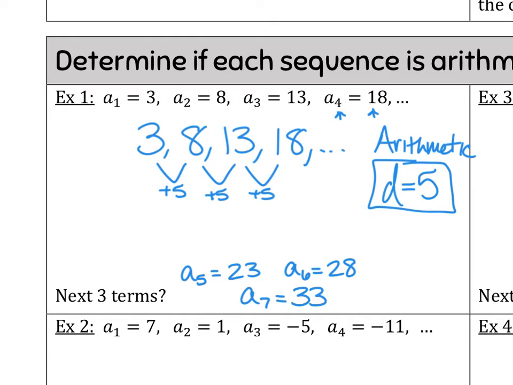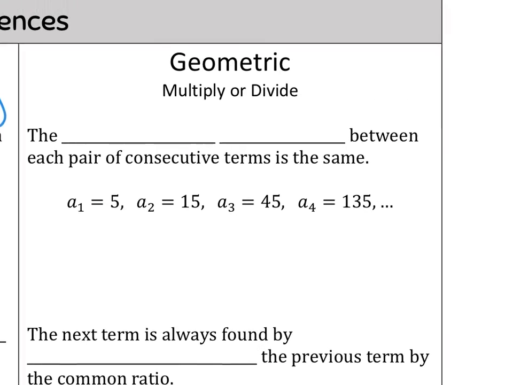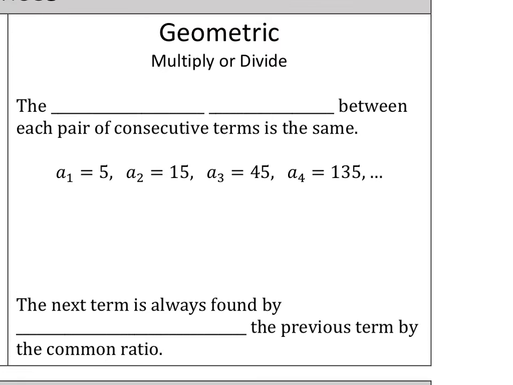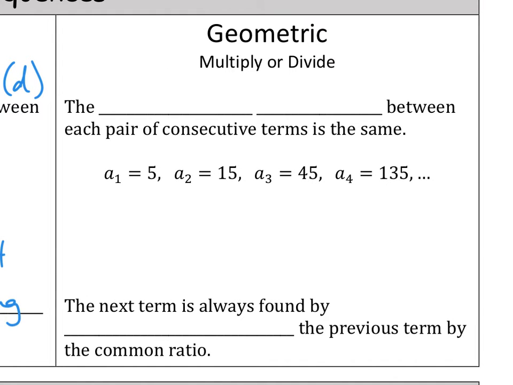The second type of sequence is called geometric. Geometric sequences are not found with addition and subtraction. They're found with, what does it say? Multiplication and division. But I want you to cross out the word divide, and I want you to say multiply by a fraction. So it's literally the same thing with different equations.